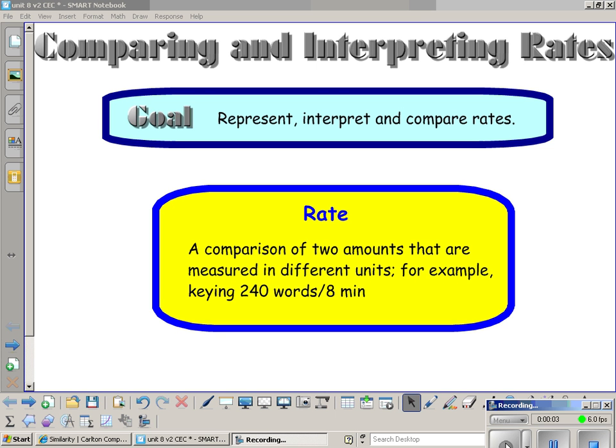In this lesson, we are going to compare and interpret rates. A rate is a comparison of two amounts that are measured in different units. For example, keying 240 words per 8 minutes. That is an example of a rate.